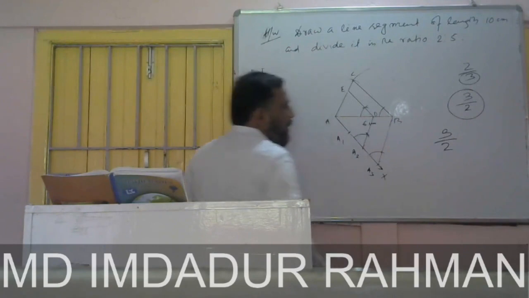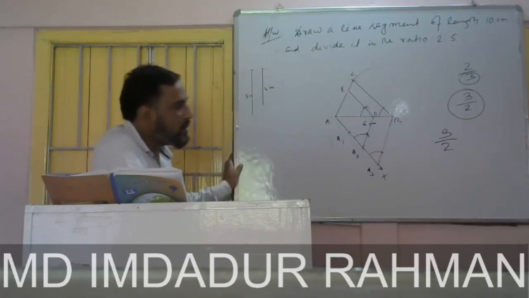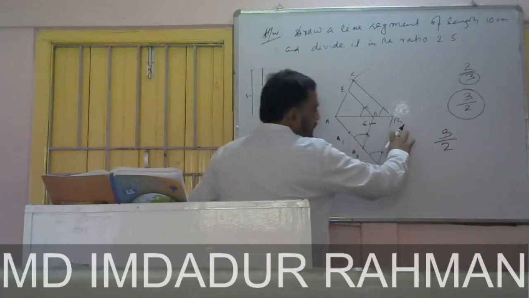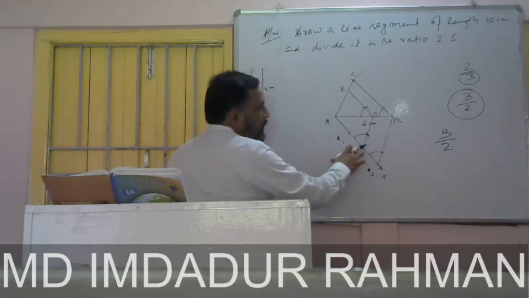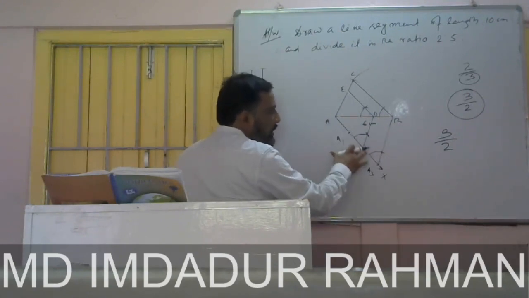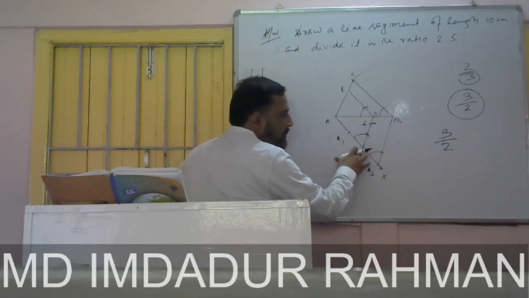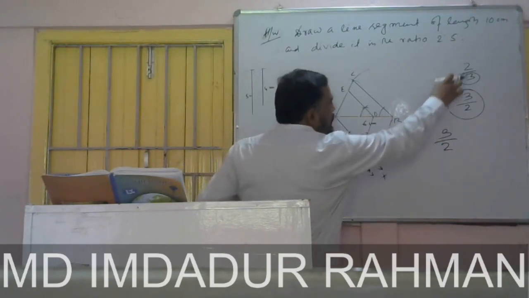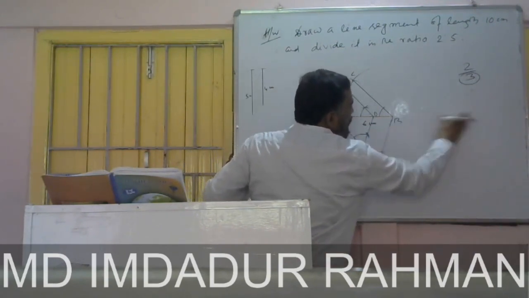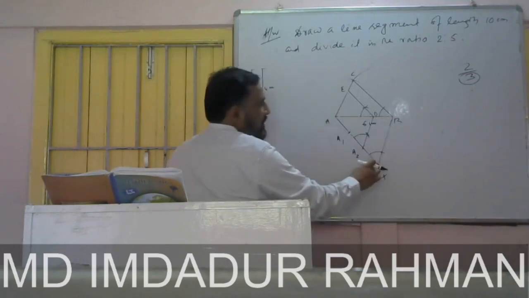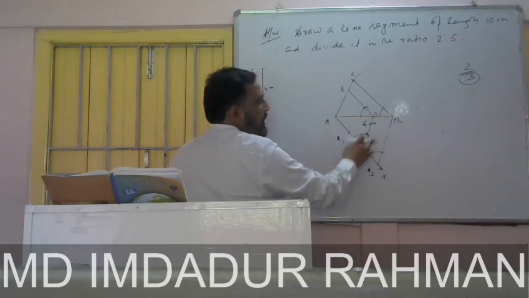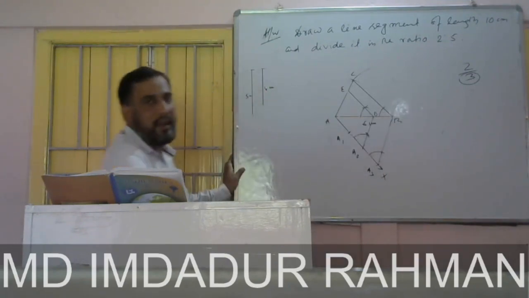Now we have to draw another line segment which is parallel to A3B. So from where? A1 or A2? Obviously from A2, because 2 by 3. Okay. From 3 it is joined to B, and from 2 it will be another line parallel to A3B.